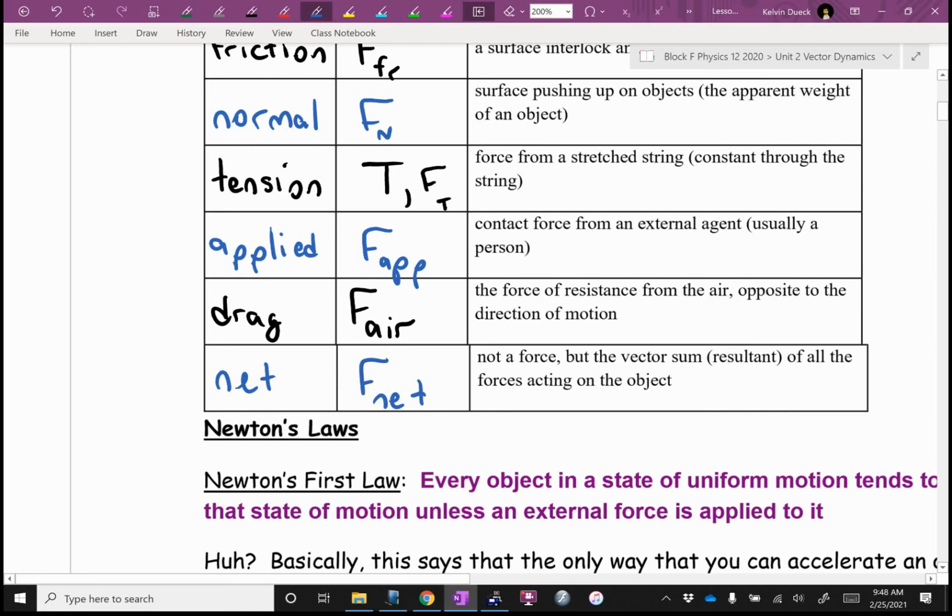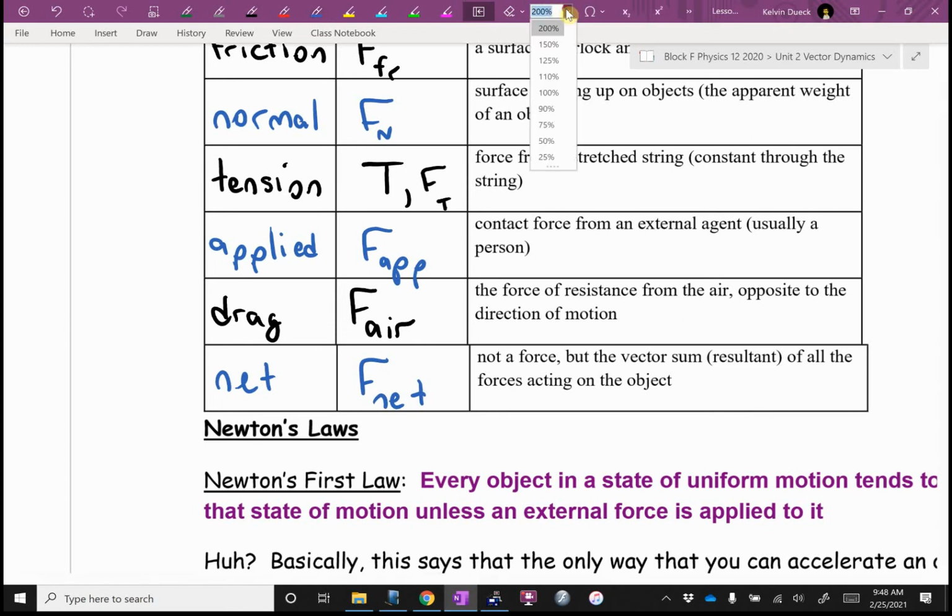And in fact, winner minus loser equals F net, which means F net doesn't show up on the free body diagram. What shows up are the winners and the losers. But when you add them all together vectorially, and this year we will have stuff that's at right angles and have to do components and things, the net force is the vector sum of all of them. F net equals MA.